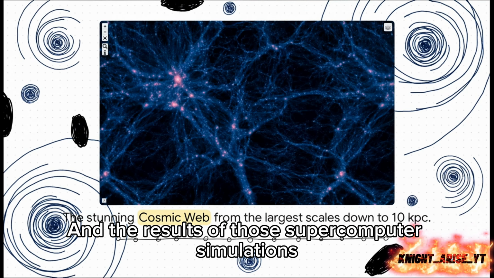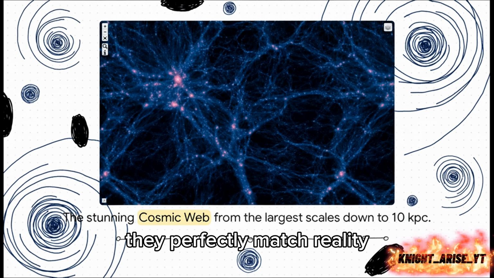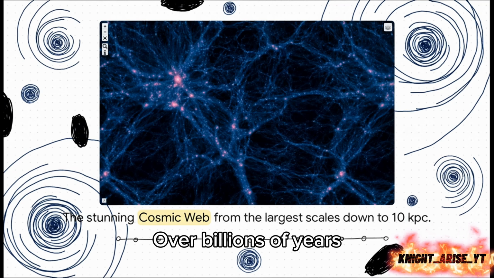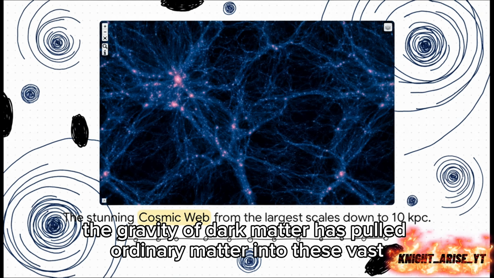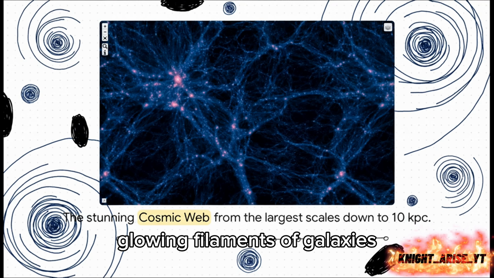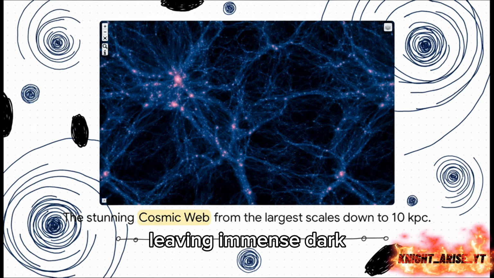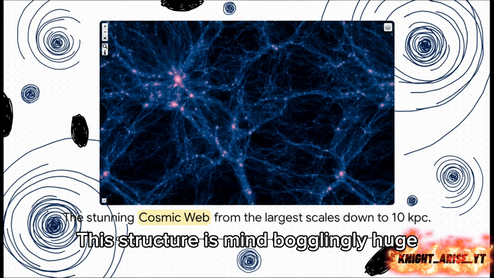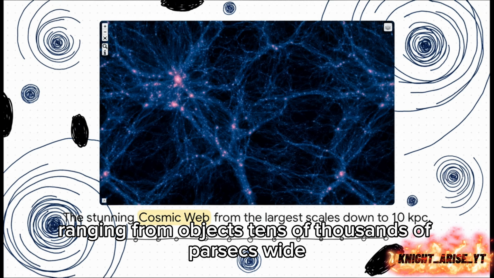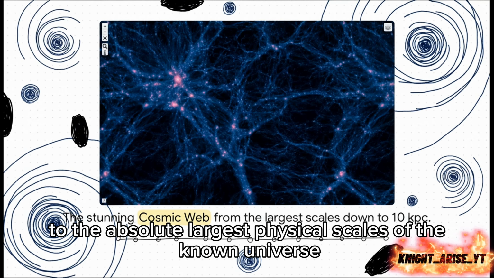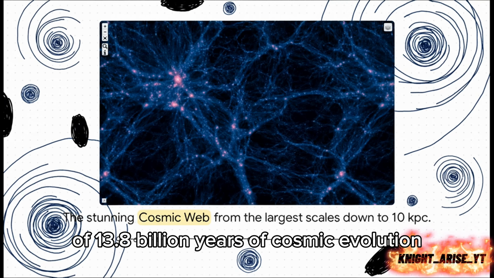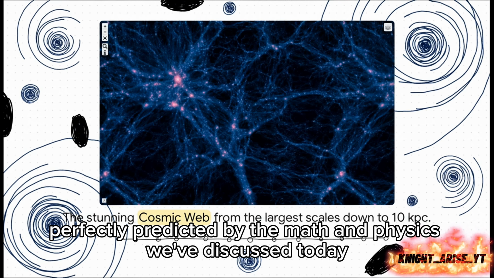And the results of those supercomputer simulations? They perfectly match reality. Behold, the cosmic web. Over billions of years, the gravity of dark matter has pulled ordinary matter into these vast, glowing filaments of galaxies, leaving immense, dark, empty voids in between them. This structure is mind-bogglingly huge, ranging from objects tens of thousands of parsecs wide to the absolute largest physical scales of the known universe. It is the breathtaking culmination of 13.8 billion years of cosmic evolution, perfectly predicted by the math and physics we've discussed today.